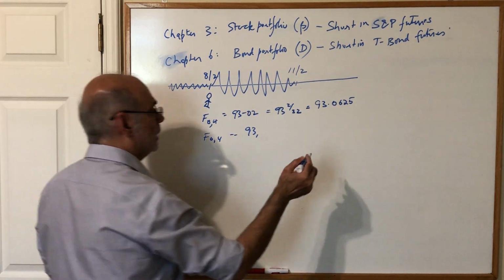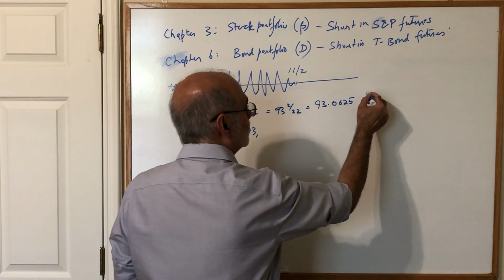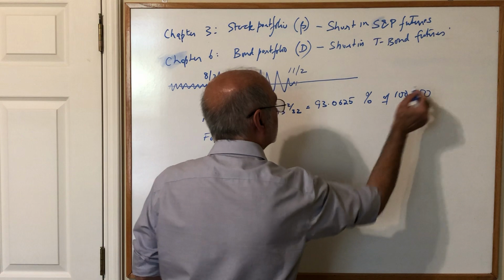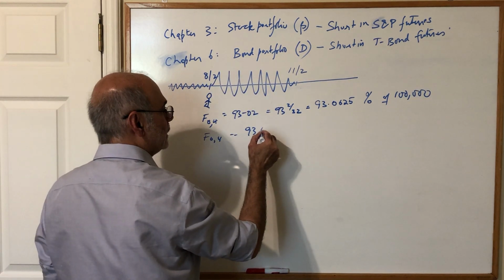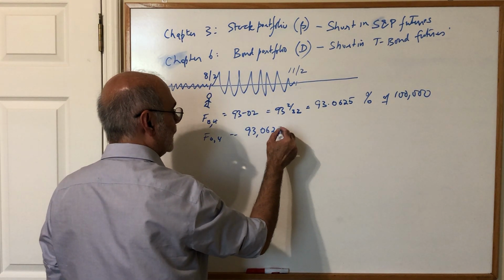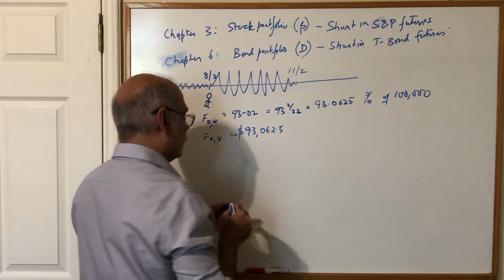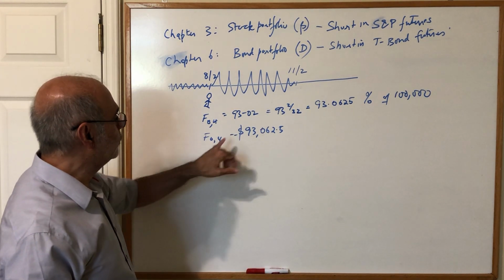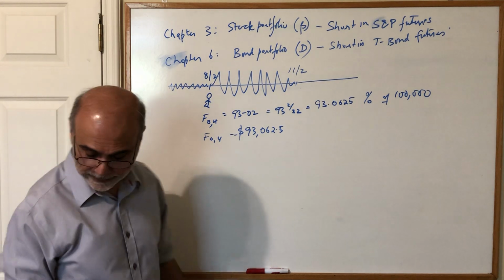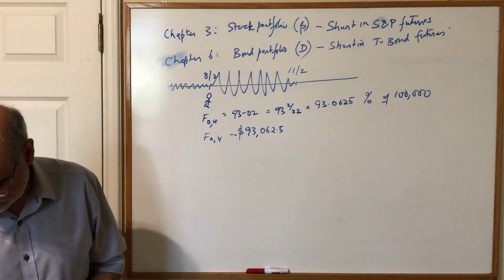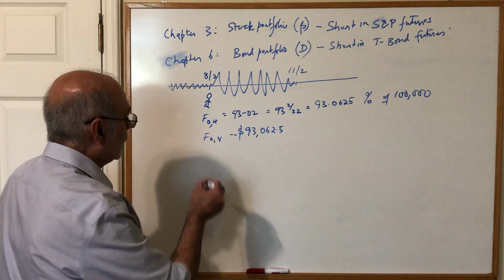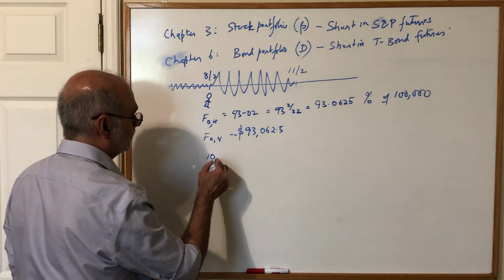93.0625% of 100,000, which is 93,062.5. So when we see a futures price of 93-02, what it means is this: the futures price is that many dollars. Okay, now you have $10 million worth of bonds.